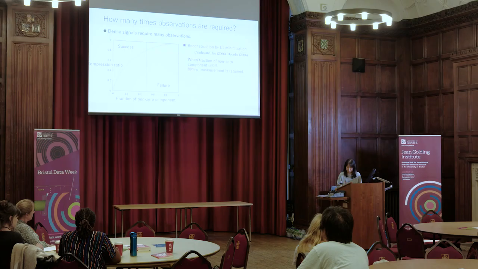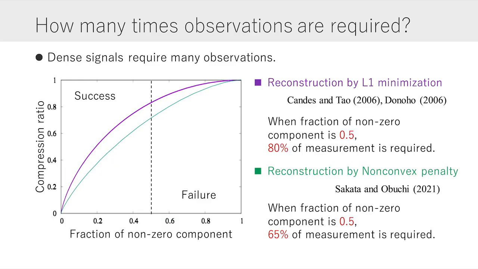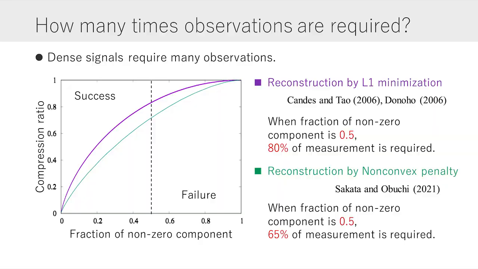And our finding is that if we introduce a non-convex penalty minimization method for the reconstruction, we can achieve more effective measurement. Here, non-convex penalty is a kind of mathematical function, but it is mathematically more difficult compared with the L1 minimization problem. But utilizing some knowledge in statistics or statistical physics, we can achieve more efficient measurement. So this line, the second line, is inside of the line provided by L1 minimization, which means that the number of measurements can be reduced from that required in the L1 minimization method.